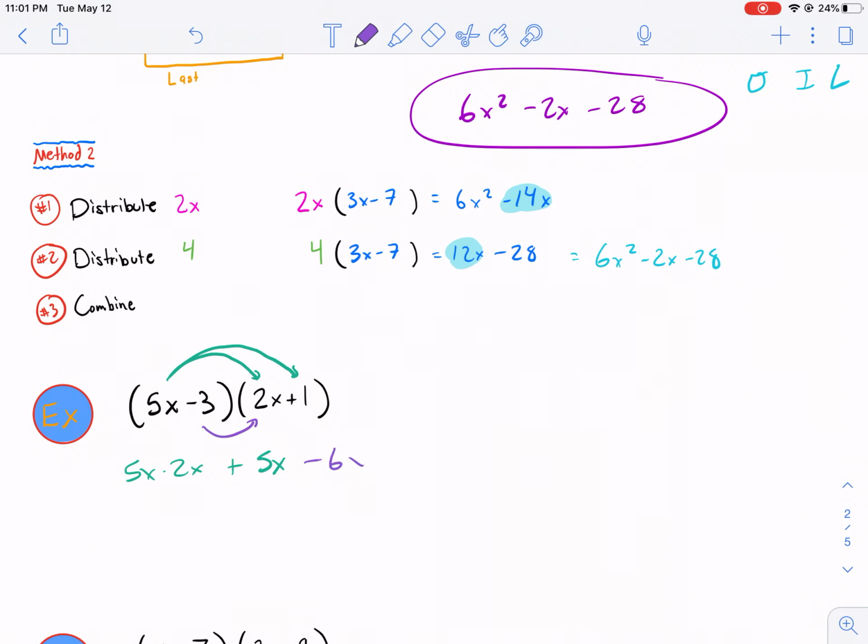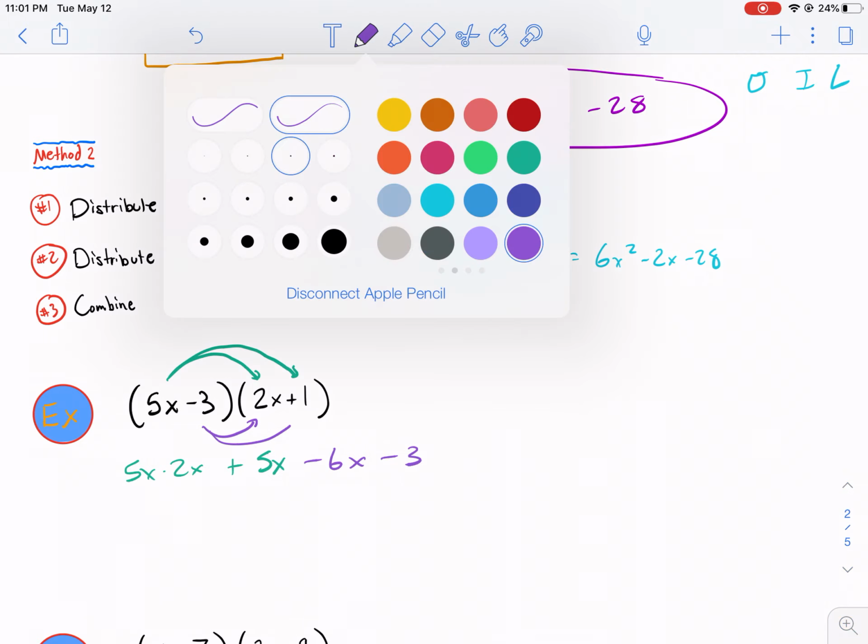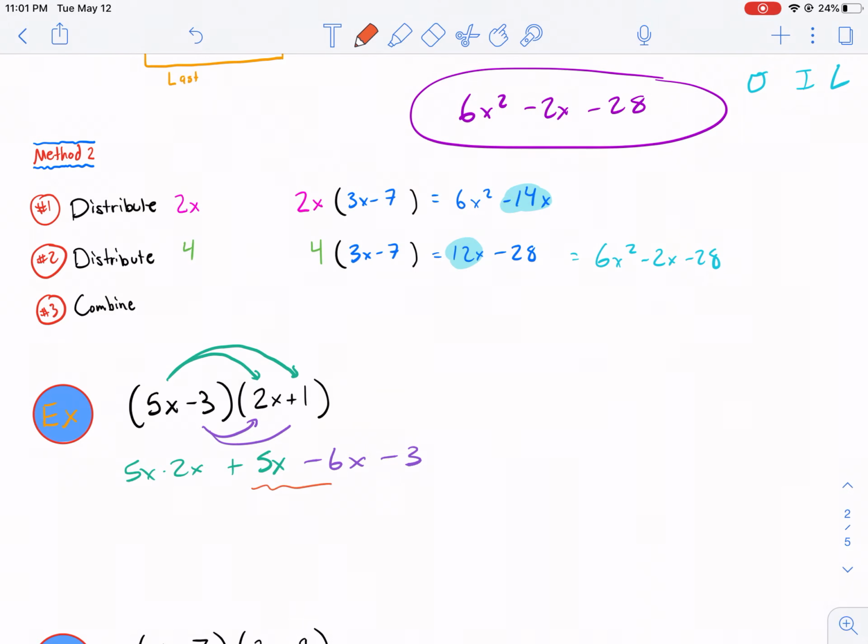Then I have, and I'm going to use a different color for this, negative 3 times 2x. That gives me negative 6x. And a negative 3 times 1, which gives me negative 3. You always have to look for combining like terms here. So we have negative 6x and 5x. And then we're going to multiply these two together. We get 10x squared minus 1x, or just x, minus 3. And there's our final answer.